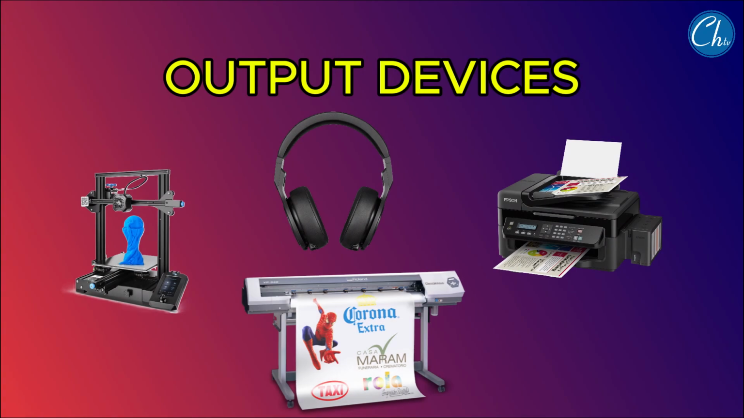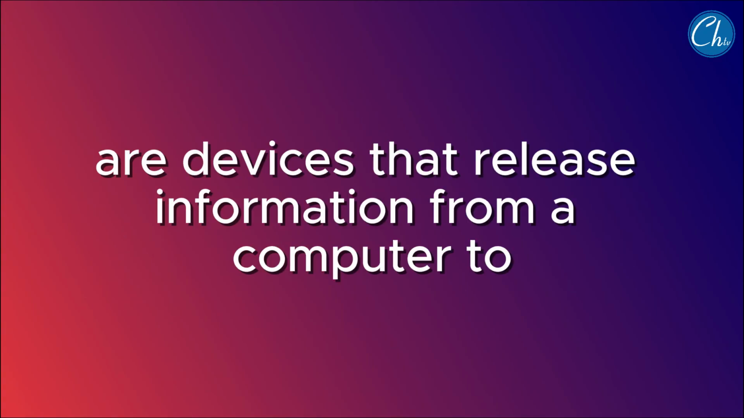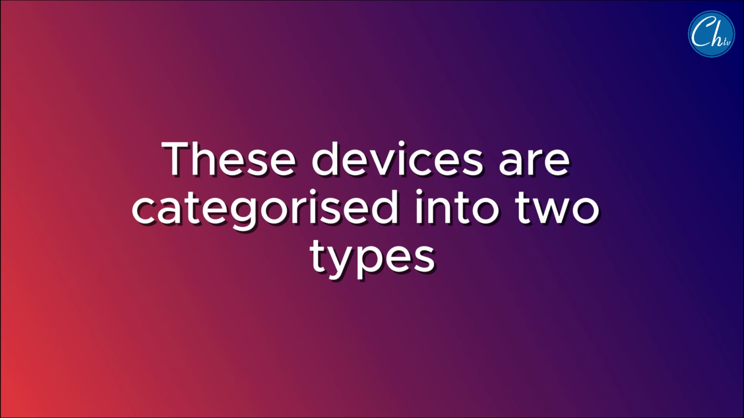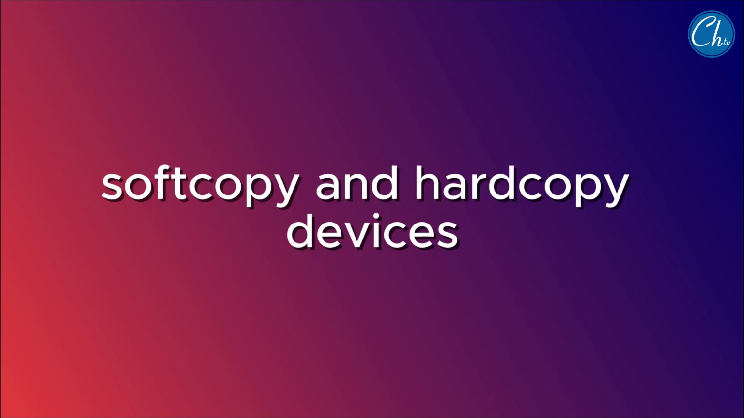Output devices. Output devices are devices that release information from a computer to the user. Examples include monitors and computer speakers. These devices are categorized into two types: soft copy and hard copy devices.